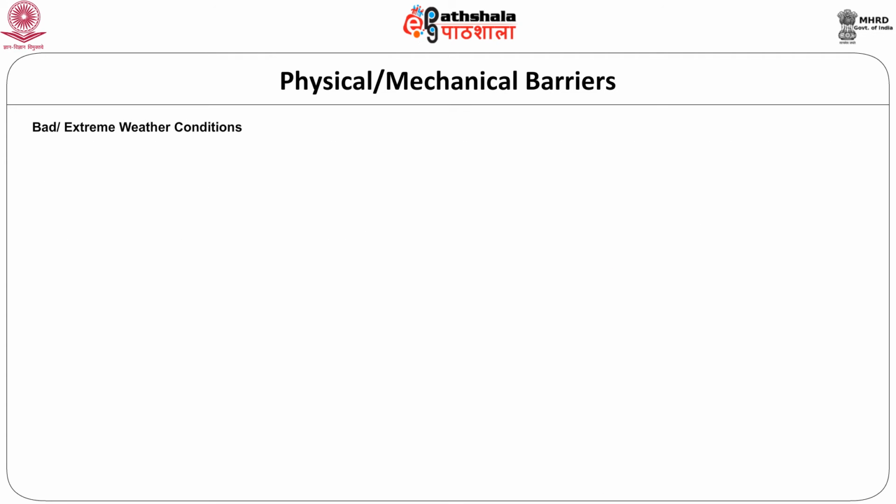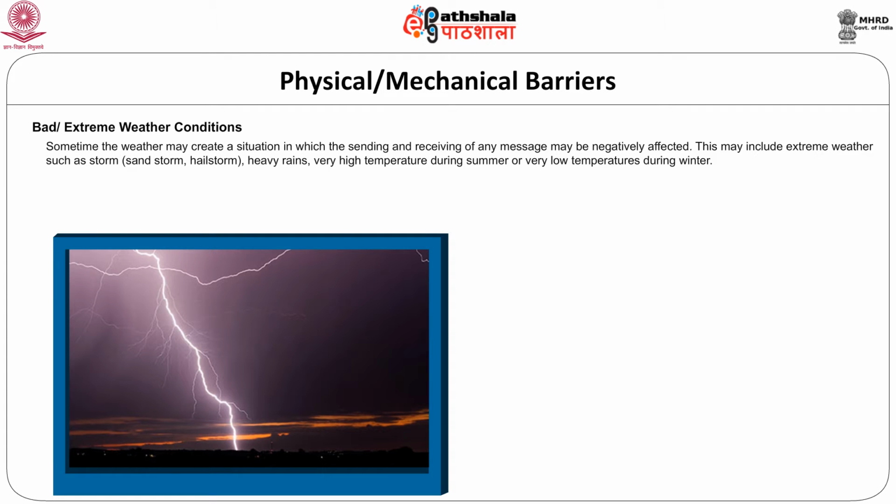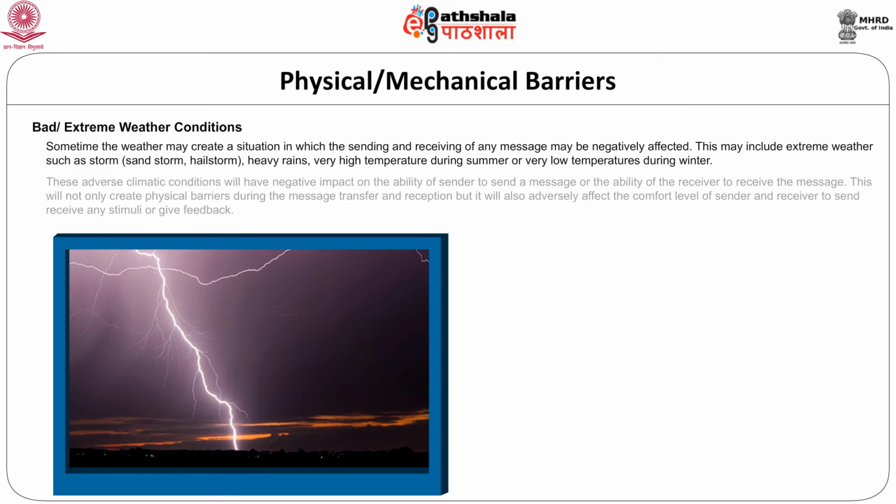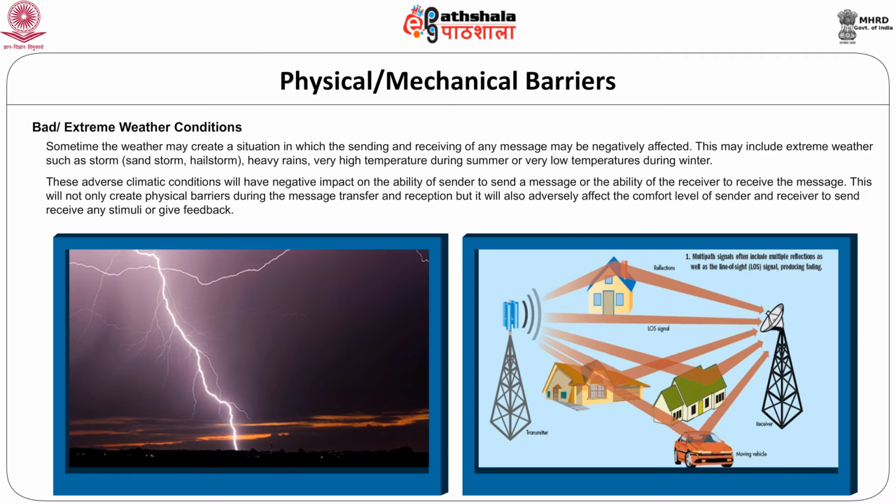Third factor is bad or extreme weather conditions. Sometimes the weather may create a situation in which sending and receiving of any message may be negatively affected. This may include extreme weather conditions such as sandstorm, hailstorms, heavy rains, very high or very low temperatures during summers or winter respectively. These adverse climatic conditions will have negative impact on the ability of the sender to send a message or the ability of the receiver to receive the message.